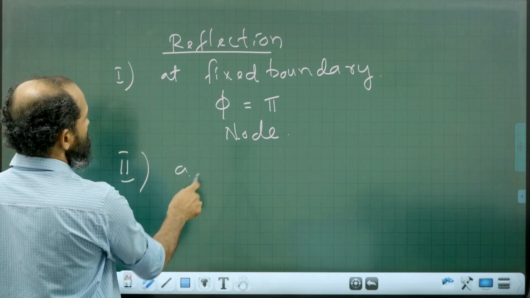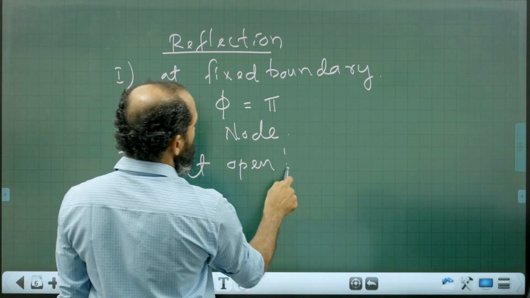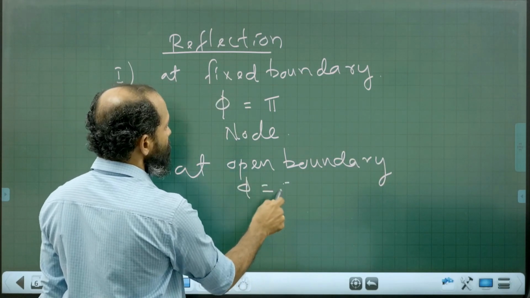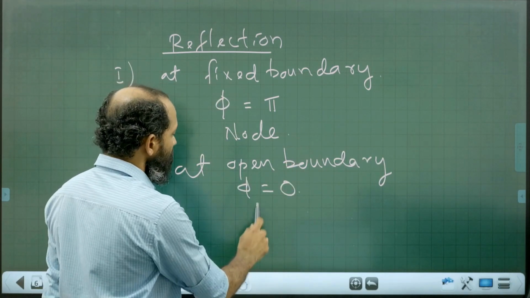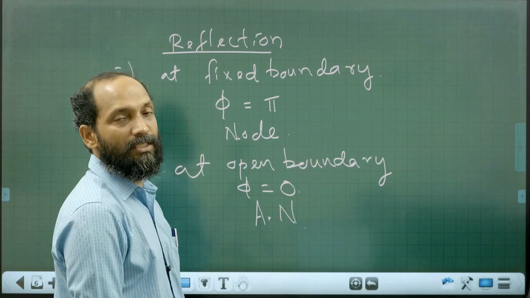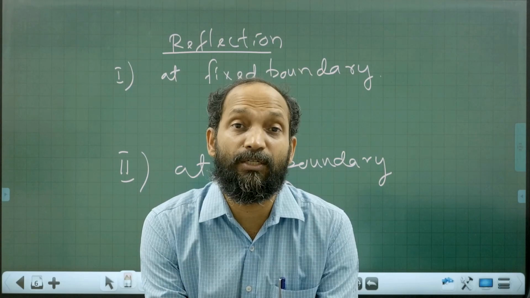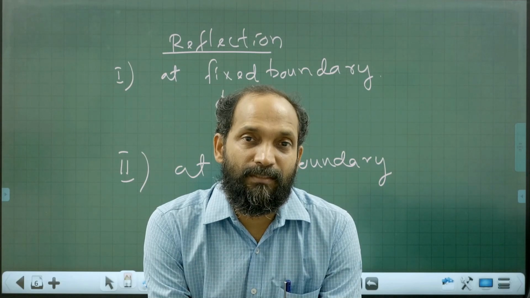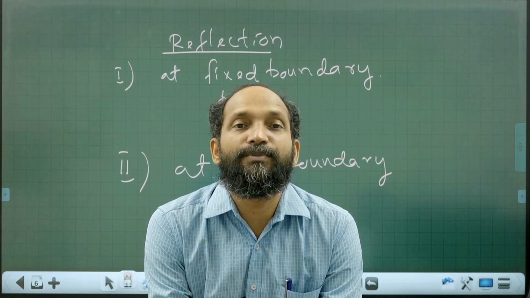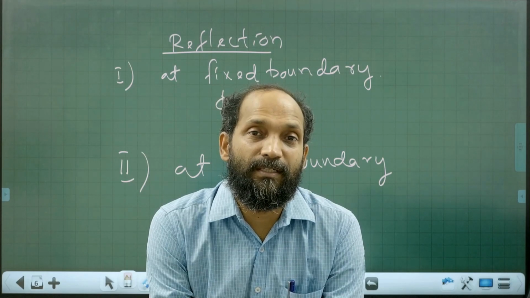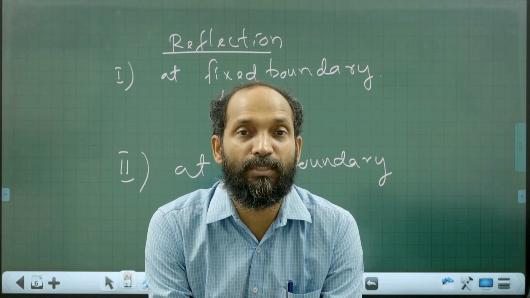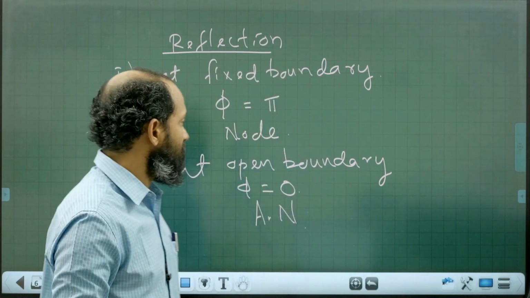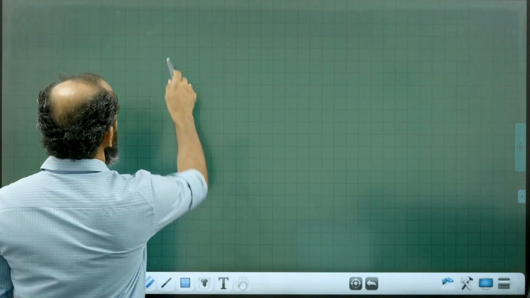Second one is reflection at an open boundary or free boundary. In a free boundary, the phase angle is observed as 0, no phase angle. So that is called an antinode. Antinode is the region of maximum displacement. Node is the region of zero displacement. So for progressive waves or traveling waves, in reflection at a free boundary there is no phase angle, at a rigid boundary there is a phase angle of pi radian. This much is to be learned by heart. Okay, now standing waves.